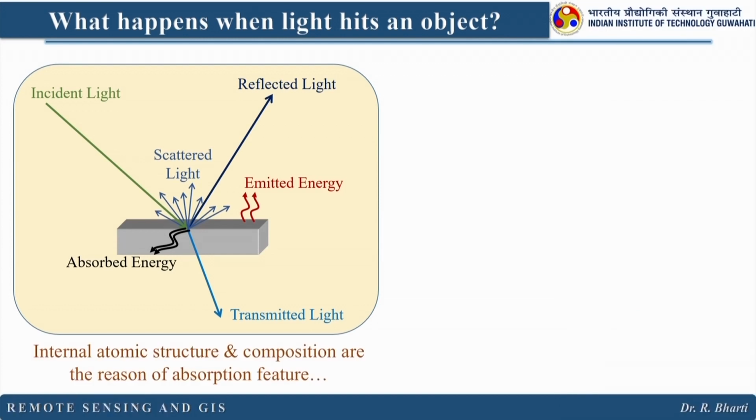Internal atomic structure and composition are the reason for absorption features, because these energies are coming from a source to your target. Then what will happen? There will be some characteristic of this particular object which is causing this energy to get changed into different forms. So, if you understand the reflected, emitted, scattered, absorbed or transmitted energies, you can understand the target.